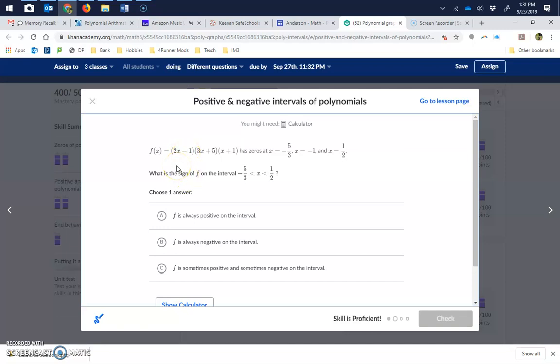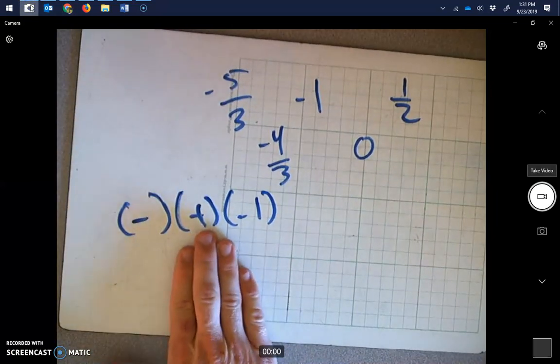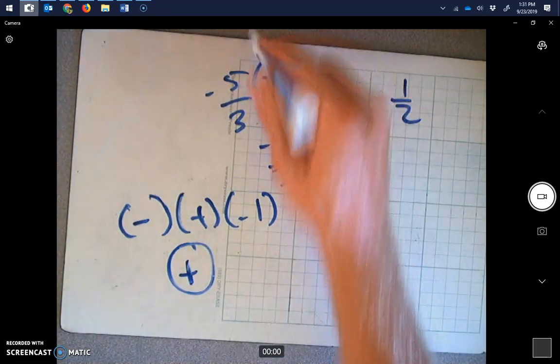And now ultimately, the only thing that really matters is the sign, so whether it's negative or positive. This one, if we do 3 times negative 4/3, we get negative 12/3, which is negative 4. And then we're going to get plus 5, which gives us a positive number. And finally, negative 4/3 plus 1 ends up with a negative number. So going back to my board, we have a negative times a positive, which is a negative, and then negative times a negative is a positive. So from here to here, we are always positive.